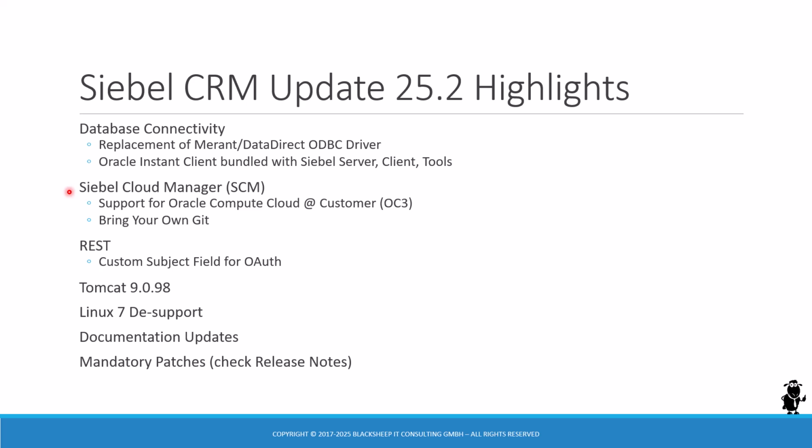Siebel Cloud Manager gets an update as well, especially support for Oracle Compute Cloud at Customer or OC3 and bring your own Git. The REST API gets an update with regards to the ability to add a custom subject field for OAuth. Then we have a Tomcat update to 9.0.98. Linux 7 is no longer supported for Siebel 25.2 and higher. And there are several documentation updates included.